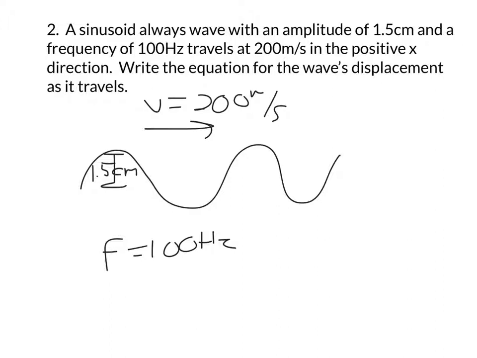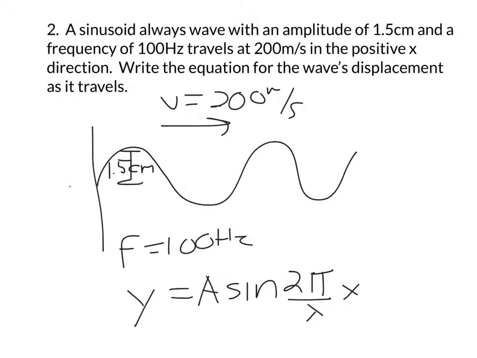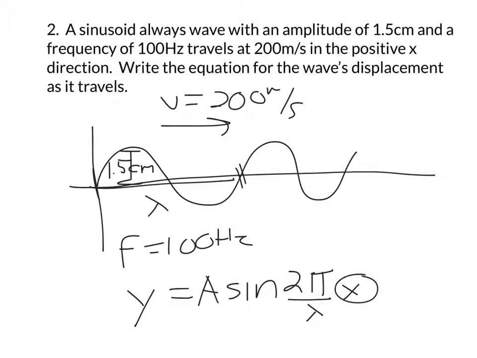So we have a sine curve, and the general function for a sine curve is y equals a sine, and then you have to put all the stuff in the middle. For this particular wave, it would be 2 pi over lambda times x. Notice that if we draw a graph here, after 2 pi we would have gone 1 full lambda. So one full wavelength would be x equal to lambda.